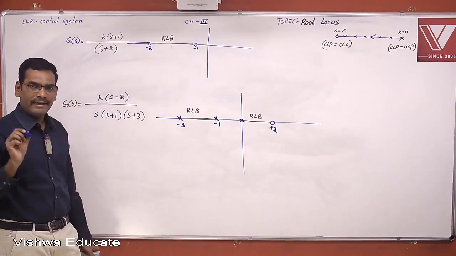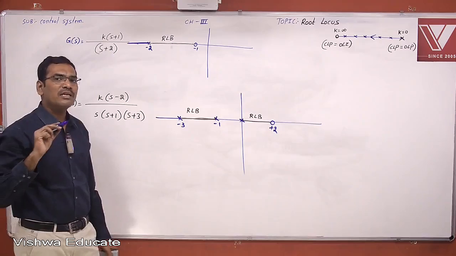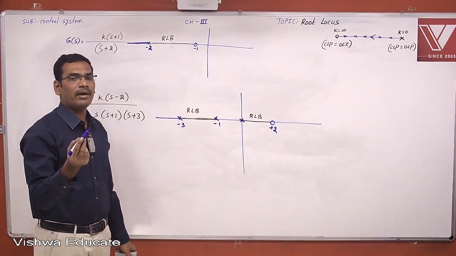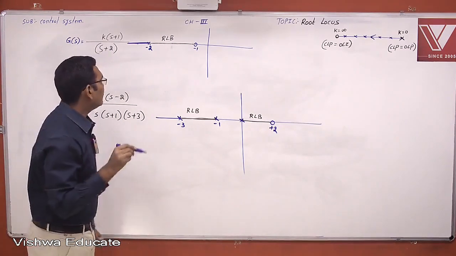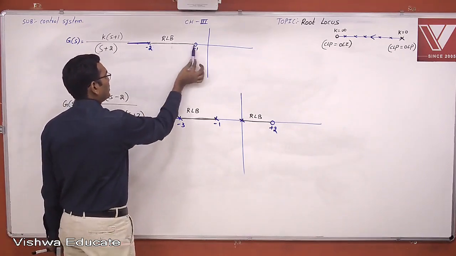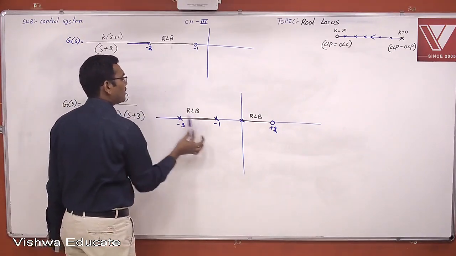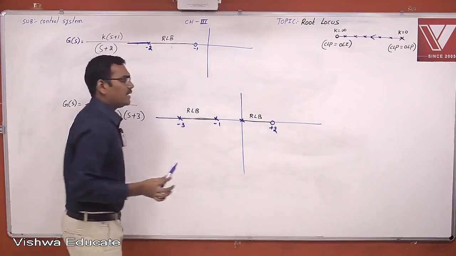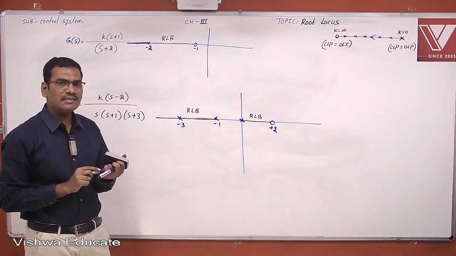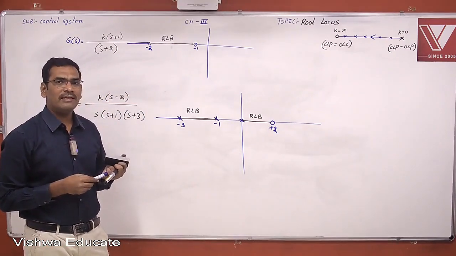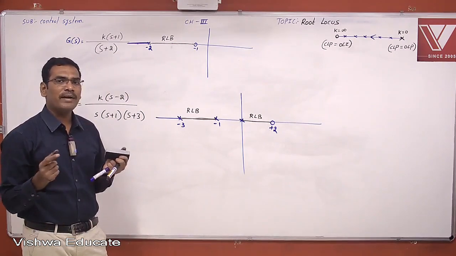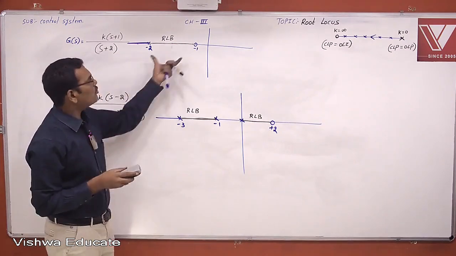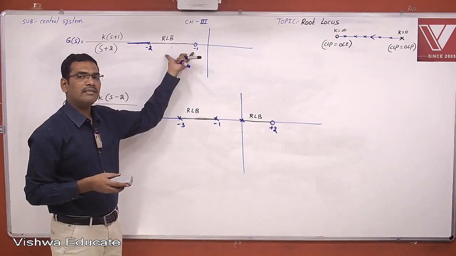Understand or not? Take a point, see the number of poles and zeros to the right hand side of that point. If it is an odd number, then there exists a root locus branch. This is the root locus branch, a movement of the closed loop pole. And students are asking, sir, what is the root locus branch? Then the root locus branch is a movement of the closed loop pole. Why is this only the root locus branch?